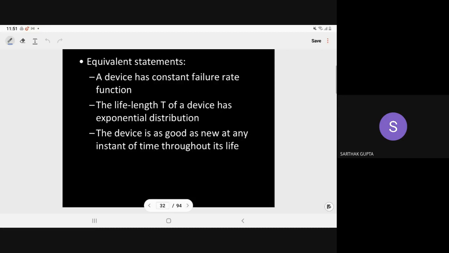So we have a very, very important conclusion, that these three statements are equivalent. We can say either the device has a constant failure rate, meaning the hazard rate is constant, or the life length of a device follows the exponential distribution, or the device is as good as new. All three statements imply each other. If I say T follows the exponential distribution, automatically the hazard rate function is constant and it is as good as new. If I say the device is as good as new, it follows the exponential distribution and the hazard rate is constant. So these three statements are synonyms of each other.